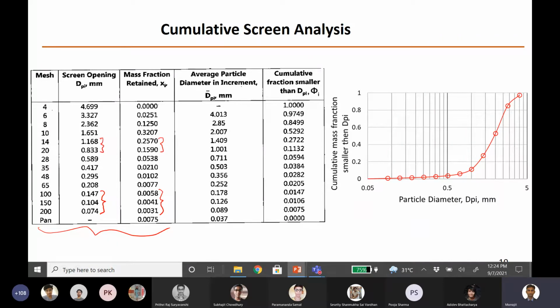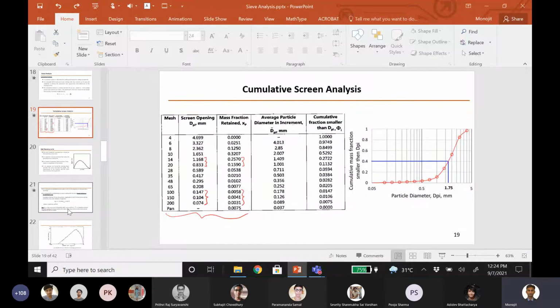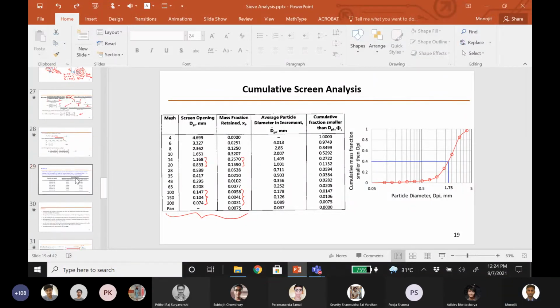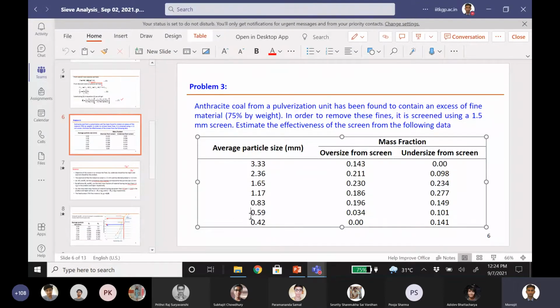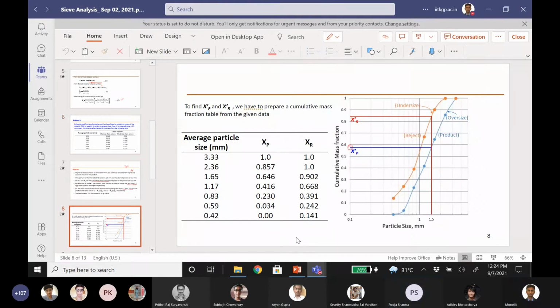Is that clear, or any doubt you have? If it's not clear, just tell me. Now look at this problem, the one that I had shared with you. Now what would be the cumulative mass fraction for this one? For oversize, what would be the cumulative mass fraction? 0.141. Now for oversize? 0. Yeah. For undersize? 0.141. Yeah. Now what have I written here? So we have also taken that one also.